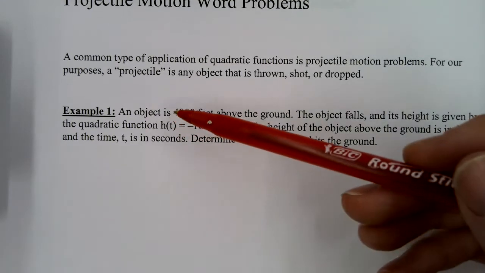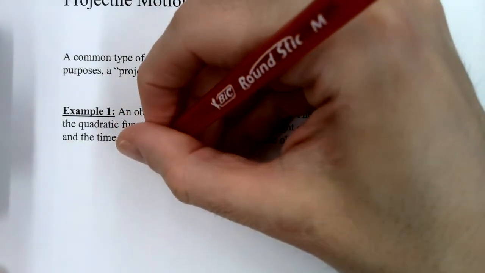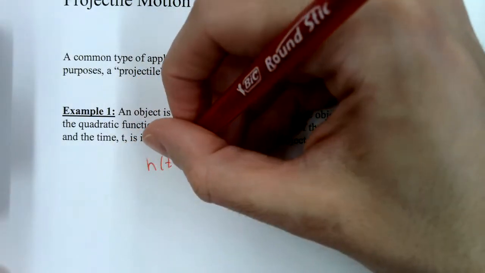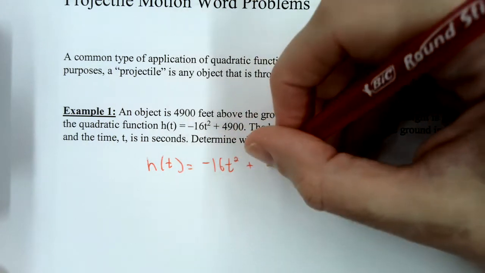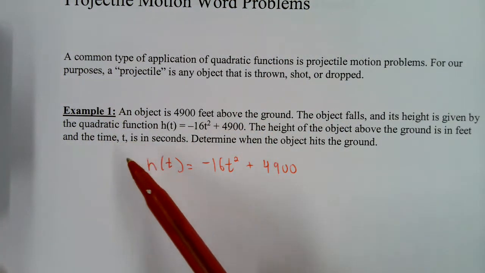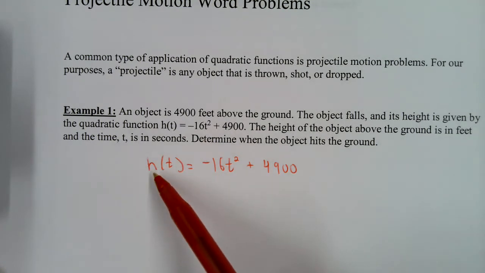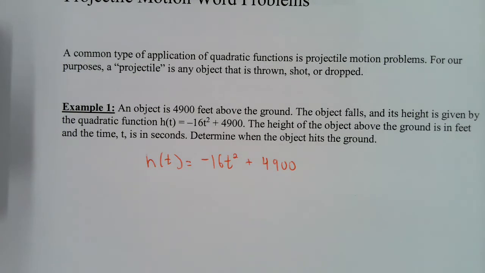Okay, so let me just recopy this equation. We're going to use h of t equals negative 16t squared plus 4,900. Now it says above that t is the time in seconds, and h of t is your height. So the question is, when will the object hit the ground?